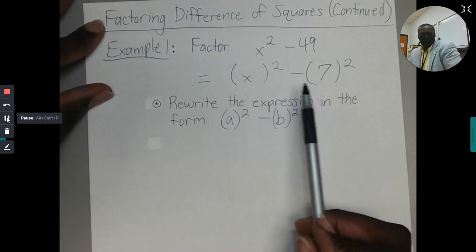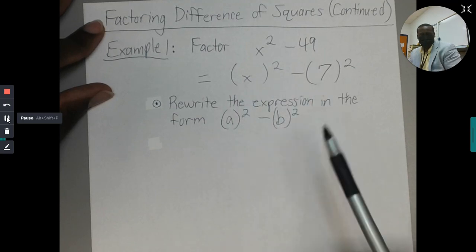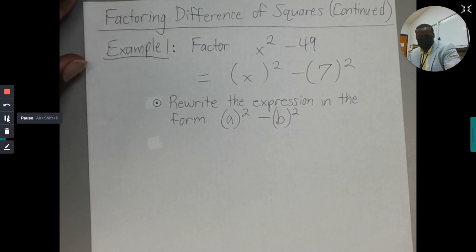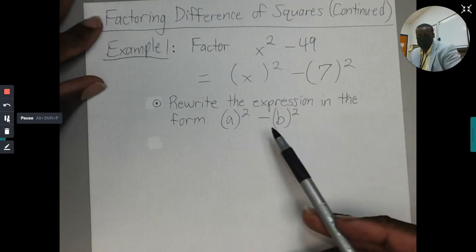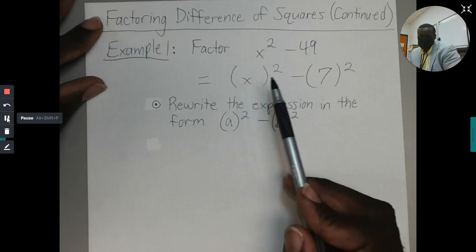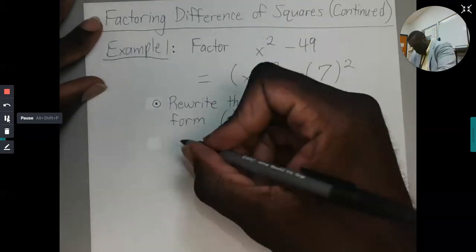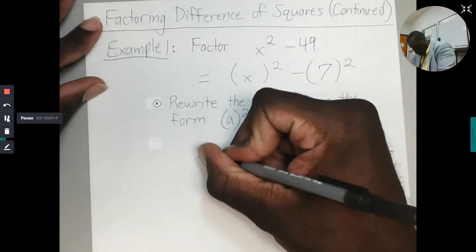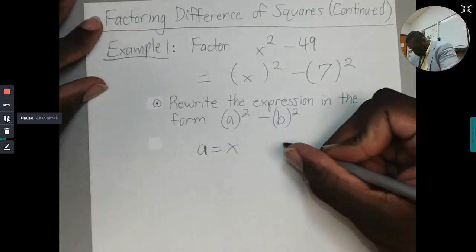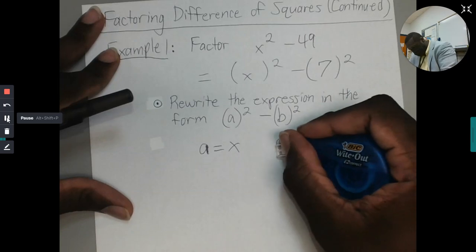After you've rewritten your expression in the form a squared minus b squared, you want to make sure that you identify what the a is and what the b is in the expression. If you already have it in this form, it should be fairly easy to identify which part represents the a. Here, a equals x, and the b in this expression is equal to 7.